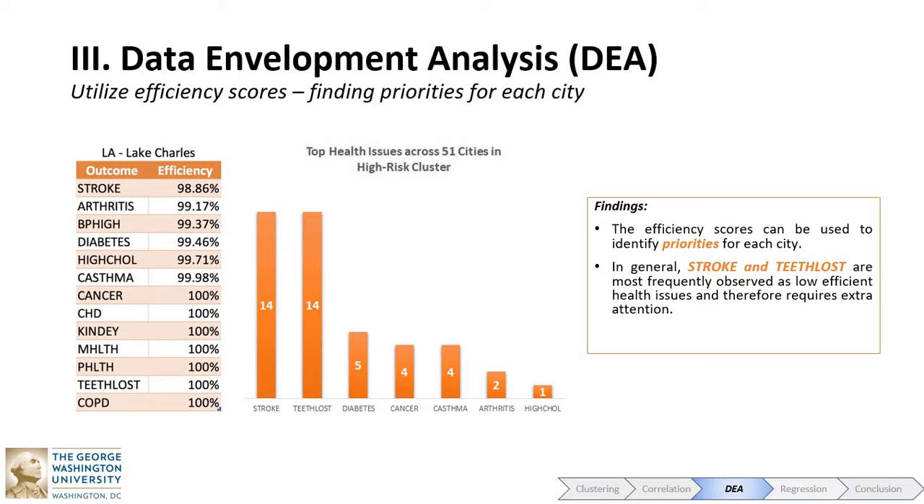And here we can see that Lake Charles is the most inefficient in treating stroke, which is consistent with what we noticed in other cities in our high-risk cluster, where stroke and teeth loss became some of the most important issues to focus on for these high-risk areas. And we decided to focus on stroke because of how severe of an issue it can be and can even cause loss of life for those affected by it.